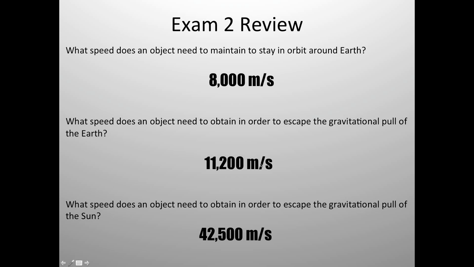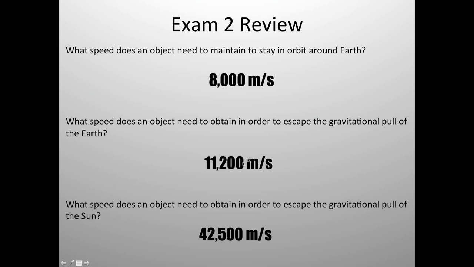So anywhere in between 8,000 and 11,200 meters per second, the object is going to stay in orbit around Earth, but the closer it gets to 11,200, the more elliptical that orbit will be. So at 11,100, that object is going to think, oh, wow, I'm really close. I'm going to be able to pull away from the gravitational pull of the Earth, but then it gets sucked back in because it hasn't actually reached the escape speed of Earth. So anything between 8,000 and 11,200 will still orbit Earth.